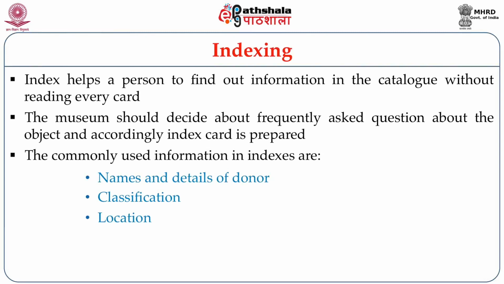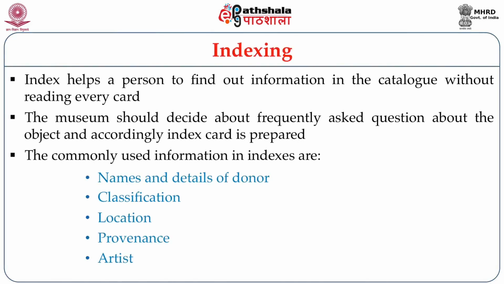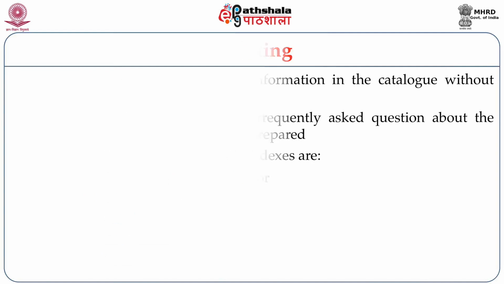Then the next point should be the classification of the collected object and the actual location of the object. Provenance is very important during indexing of an object, and the artist's name or the name of the maker is also important in case of a man-made object, but if it is collected by exploration or excavation, the name of the collector should be included in an index card.